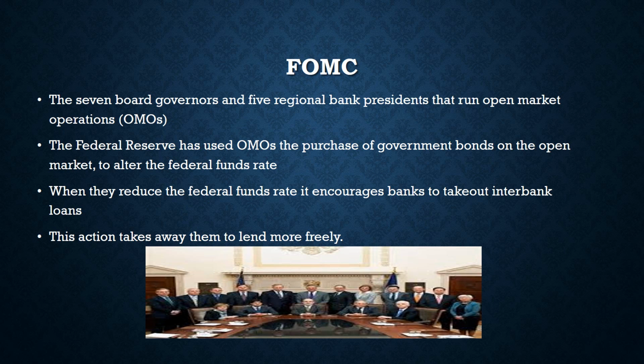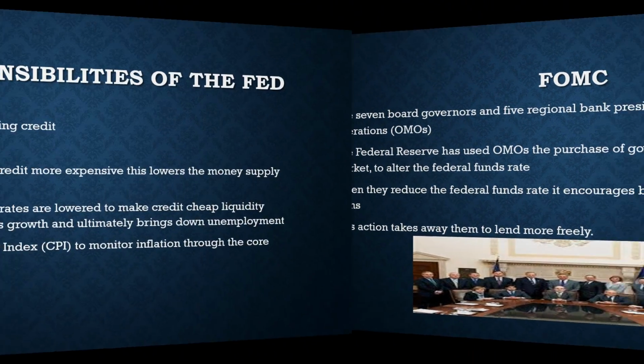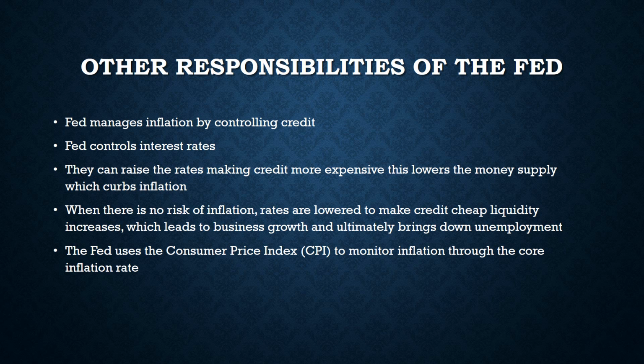Other responsibilities of the Fed. The Fed manages inflation by controlling credit, the largest component in the money supply. Fed controls interest rates. They can raise the rates, making credit more expensive. This lowers the money supply, which curbs inflation. When there is no risk of inflation, rates are lowered to make credit cheap. Liquidity increases, which leads to business growth and ultimately brings down unemployment. The Fed uses the Consumer Price Index, CPI, to monitor inflation through the core inflation rate.